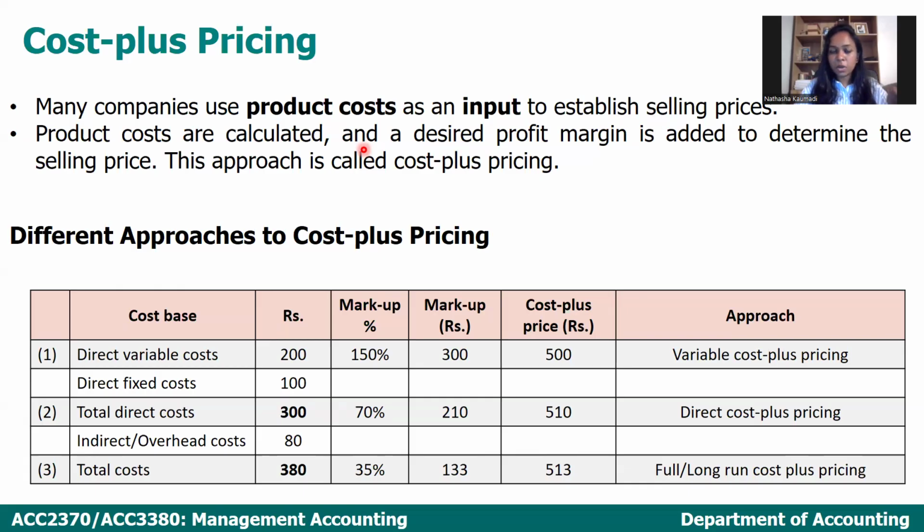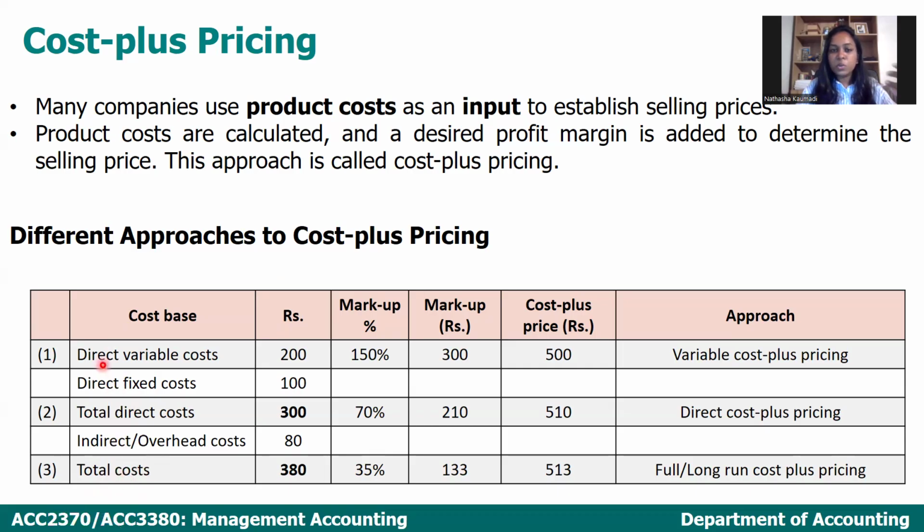You calculate the cost first, and a desired profit margin is added. You add a markup to determine the selling price. This approach is called cost plus pricing. You add a markup to the cost. Now here different approaches to cost plus pricing is there. There are different approaches. Actually, they are based on the mathematical differences. There are different approaches, right? You will understand that.